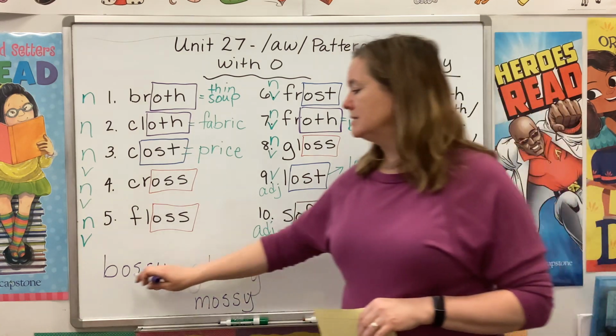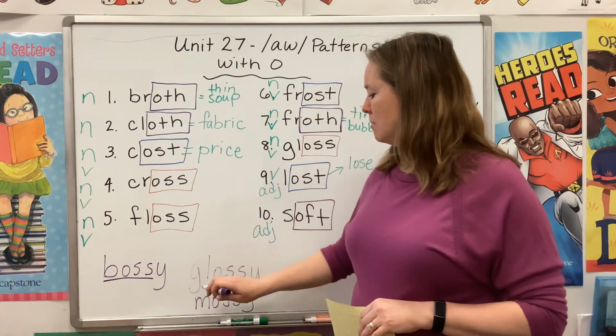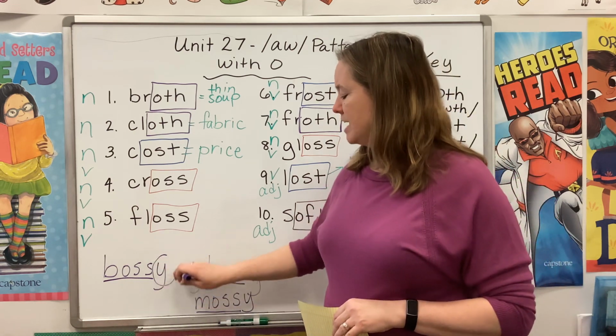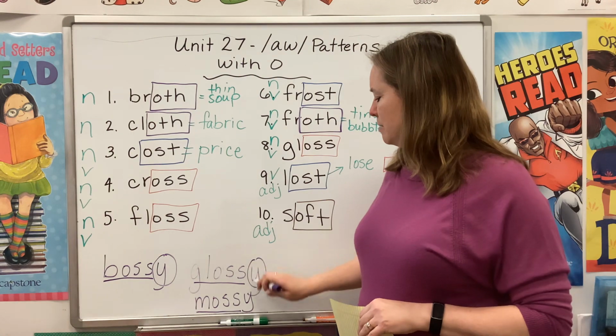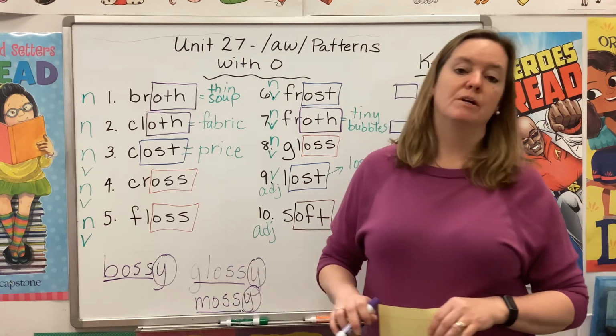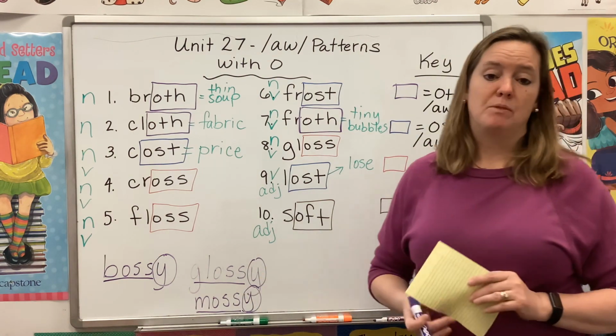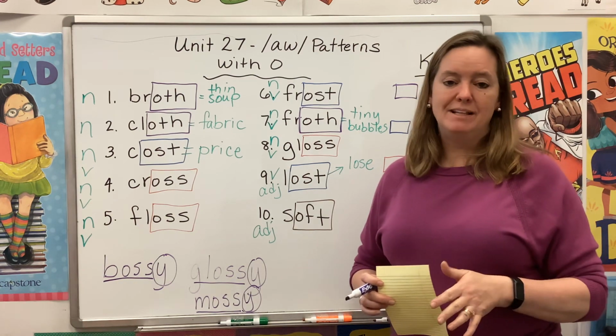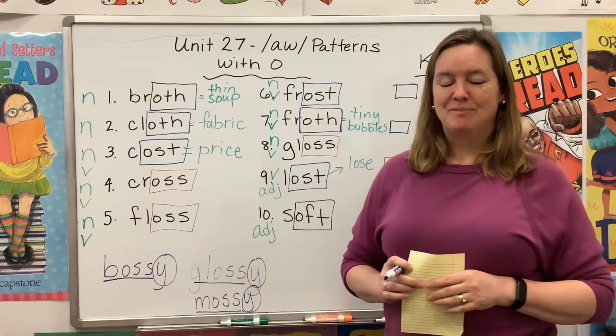Okay, so notice I started with my noun, boss, gloss, and moss, and I changed each of these to an adjective, a describing word, by adding Y. I can do that with words like point and pointy, oil and oily, and so on.